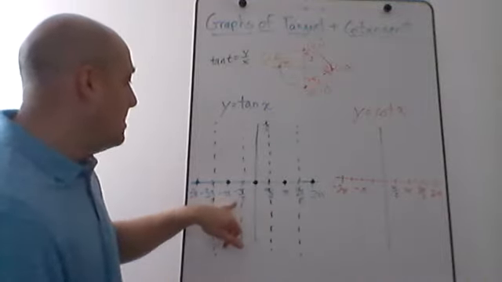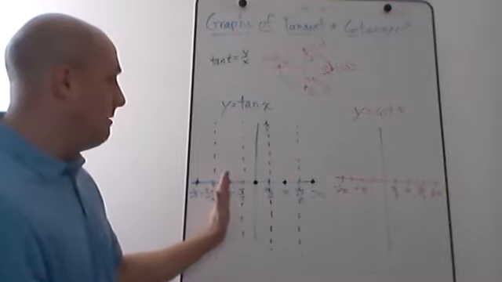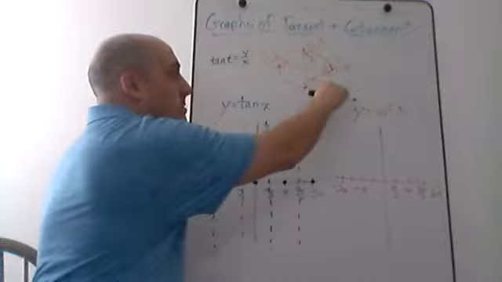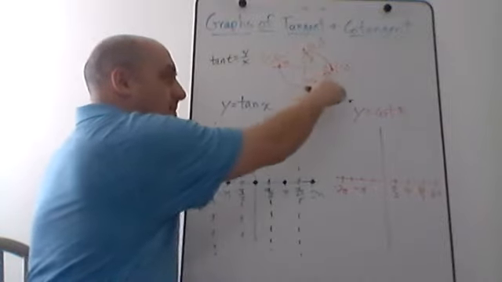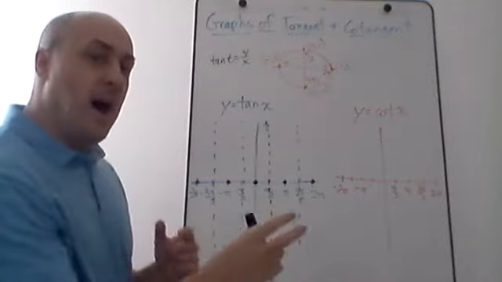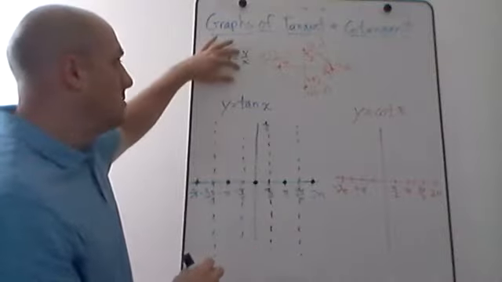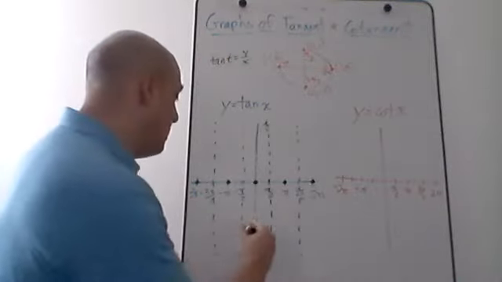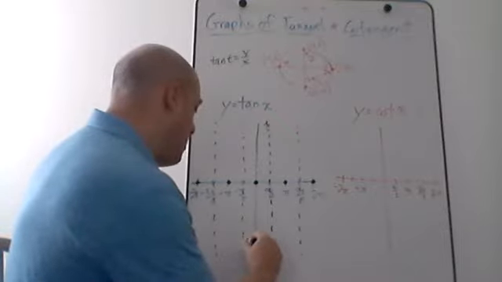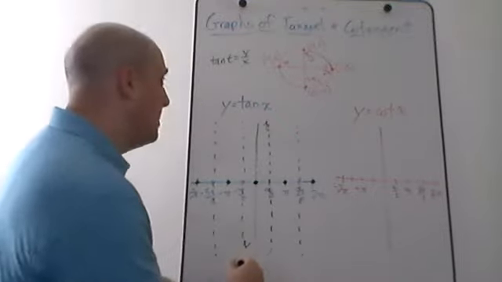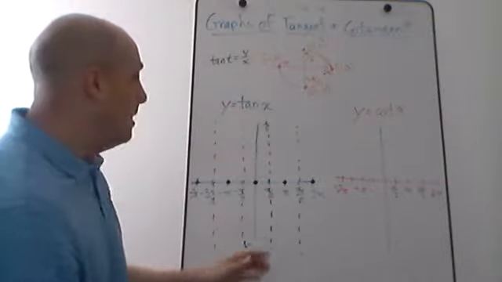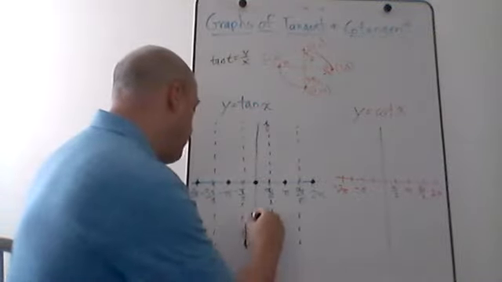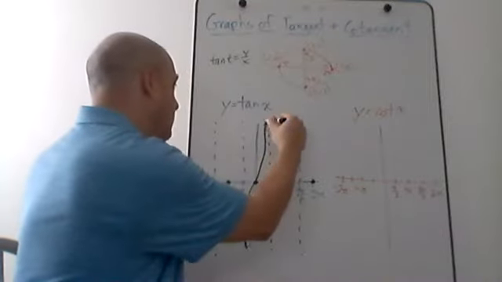What about as I approach negative pi over 2 coming from the right side, this way? If I'm going towards negative pi over 2 going this way around the unit circle, I'm in the fourth quadrant where my x is positive but my y is negative. So if I do a negative y over a positive x, it's going to give me a negative result, which means as I approach negative pi over 2 from the right side, going this way along the unit circle, I'm going down towards negative infinity. And so my graph for the tangent function looks like that.